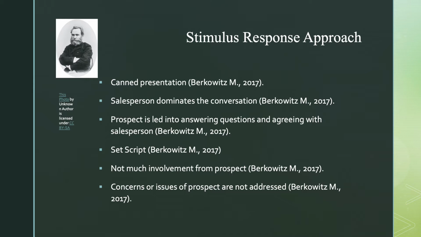Now, for your company, I will go over in this PowerPoint three different approaches one can use to gain a seller for a drug abuse program. The first is the stimulus response approach. It would be a canned presentation where the salesperson will dominate the conversation. The prospect is led into answering questions, usually agreeing with the salesperson. The salesperson goes into the conversation with a set script. There's not much involvement with the prospect. Concerns or issues of the prospect will not be addressed.